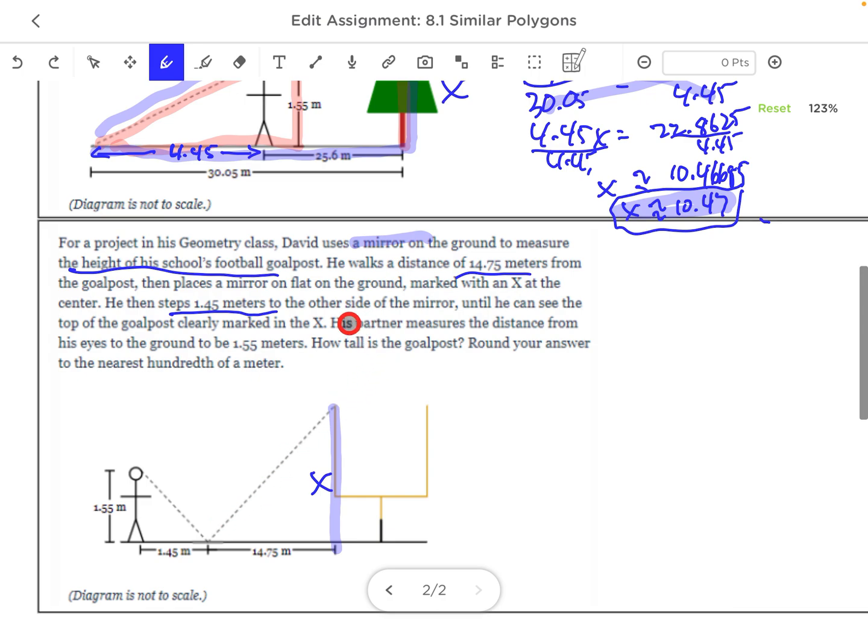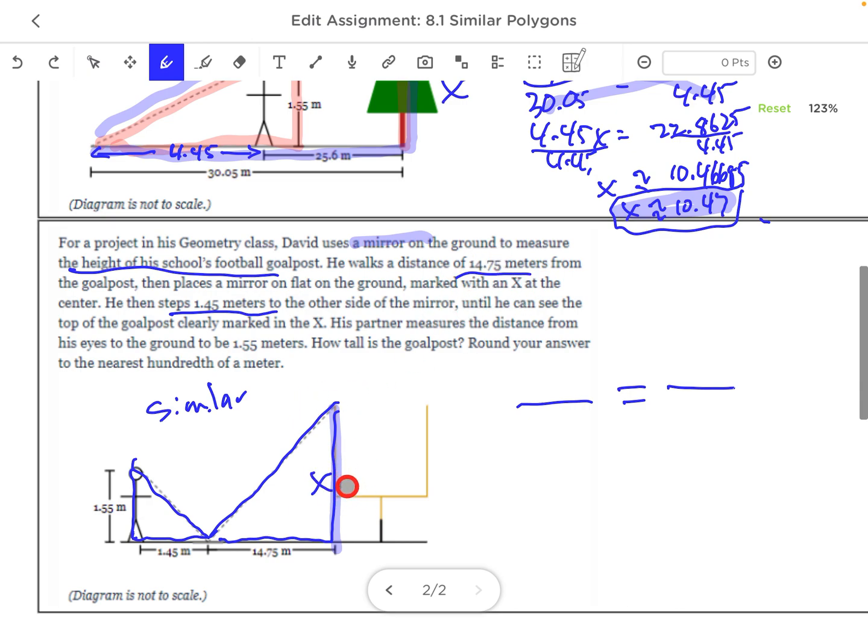By doing that, he's created similar triangles. Because this is going to be one triangle, and then this will be the other triangle. So there are 2 different versions of the same triangle. Since they're similar, we know we can set up a proportion to solve for those. All right, so let's just set it up.